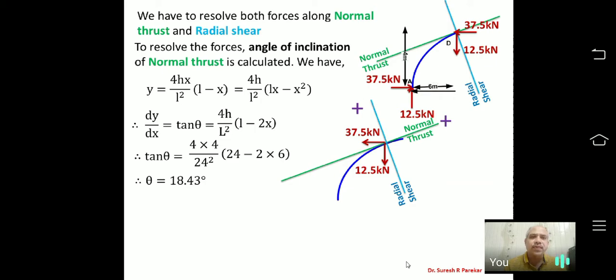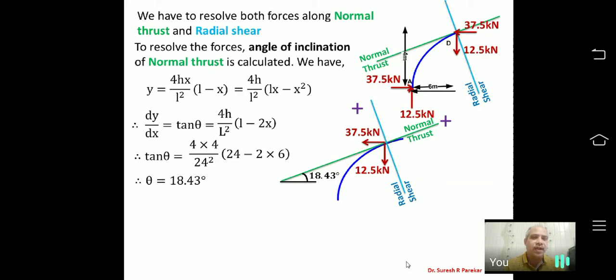Now once I know this value, I have to mark it to normal thrust, that is angle with horizontal. Now I know 18.43. Now I will take components of 37.5 and 12.5. Now again, as in the last problem, we have same situation.